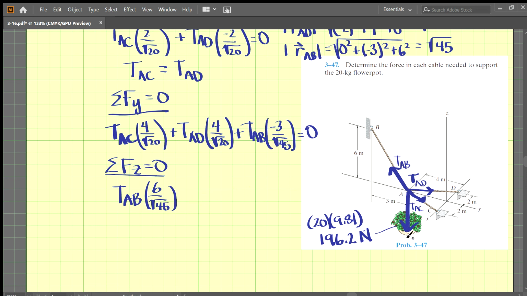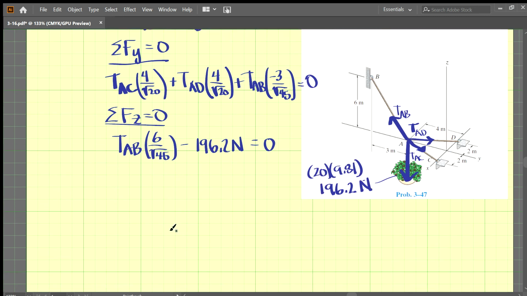But the pot is also hanging in the z direction, so we need to take that into account there. And that is downwards at 196.2 newtons. So with that being said, we can set that equal to 0. And this equation is directly solvable. We get TAB is equal to 219.358 newtons. So that's one of our answers.